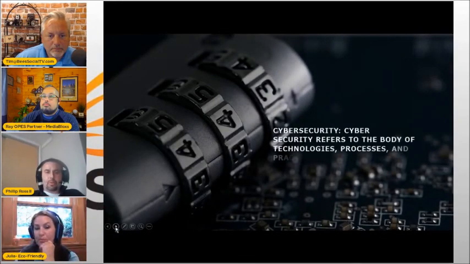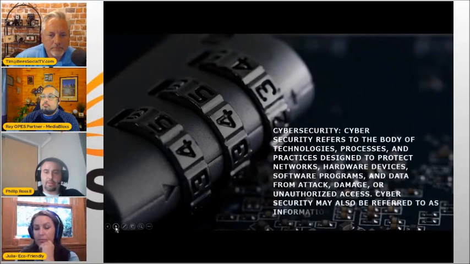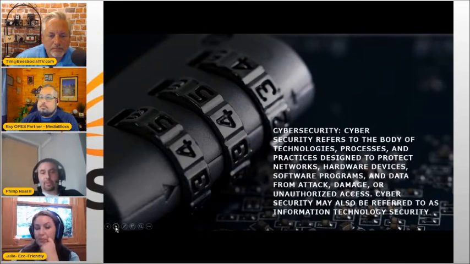Cybersecurity, of course, refers to the body of technologies, processes, and practices designed to protect networks, hardware, devices, software programs, and data from attack, damage, or unauthorized access. Cybersecurity may also be referred to as information technology security.